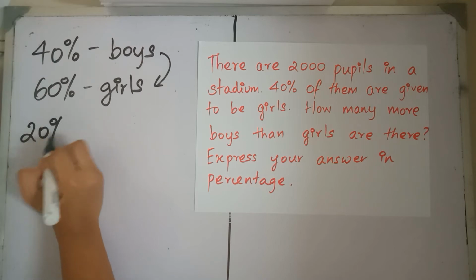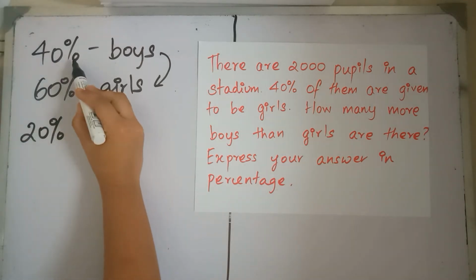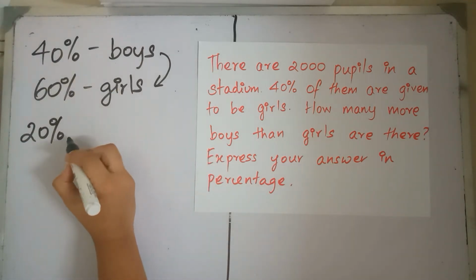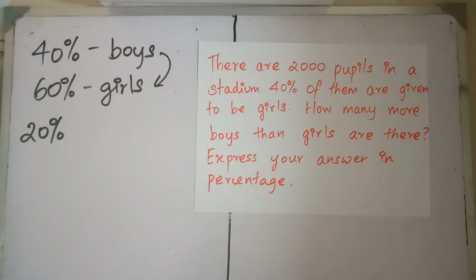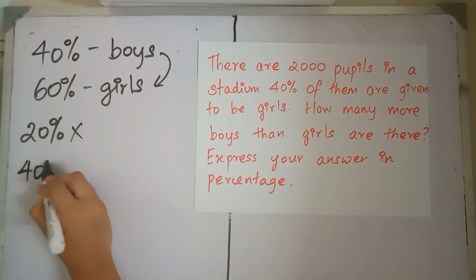It's very tempting to take 60% and 40% and get the difference and say that there are 20% more boys than girls. But this is not the answer. It seems like this is the answer, especially since they want you to express your answer in percentage, but this is not the answer. This is not how we do such a problem. First, let's break it down.